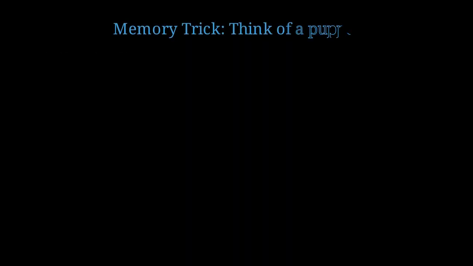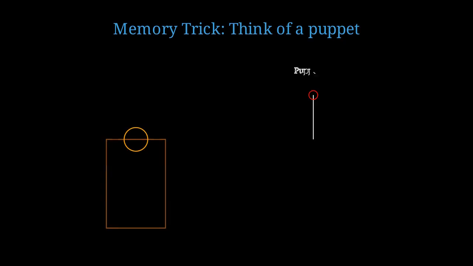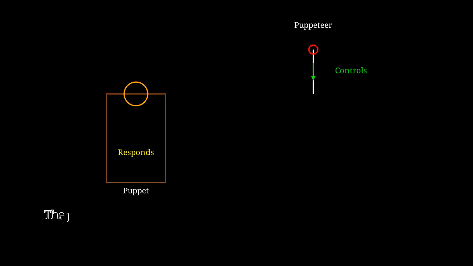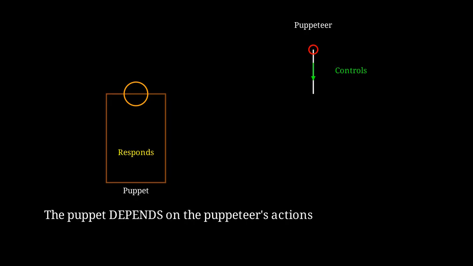Here's a helpful analogy to remember the difference. Think of a puppet show. The puppeteer is like the independent variable. The puppeteer controls and manipulates the strings. The puppet is like the dependent variable. It responds to what the puppeteer does. The puppet's movements depend on the puppeteer's actions. Similarly, the dependent variable depends on changes in the independent variable.